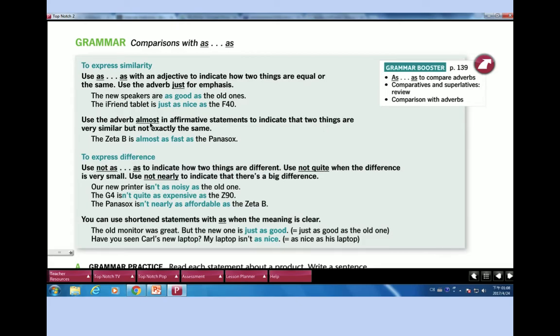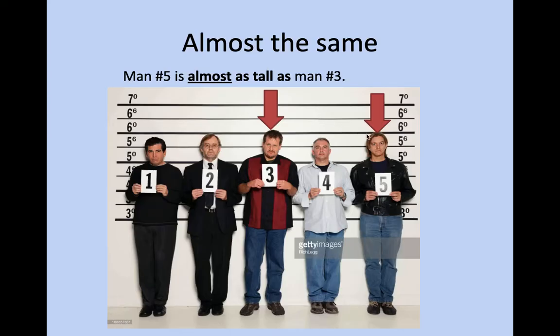We use the adverb almost in affirmative statements to indicate that two things are very similar but not exactly the same. The Zeta B is almost as fast as the Panasox. This is a better example. Man number 5 is almost as tall as man number 3. We can see right here, he is above the line, and he's right on the line, but it's very close. So we'll say man number 5 is almost as tall as man number 3.